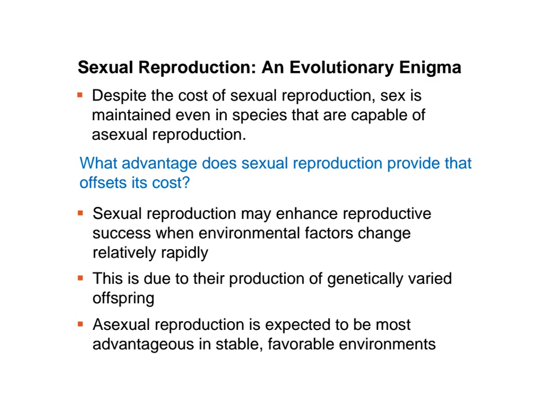Well, sexual reproduction may enhance reproductive success when environmental factors change relatively rapidly. The reason for this may be the production of genetically varied offspring. If you think about it this way, with sexual reproduction you're essentially mixing genes from 2 individuals. And so some of those genes, particularly in new combinations, may suddenly give rise to an animal that's particularly fit for a particular environment.